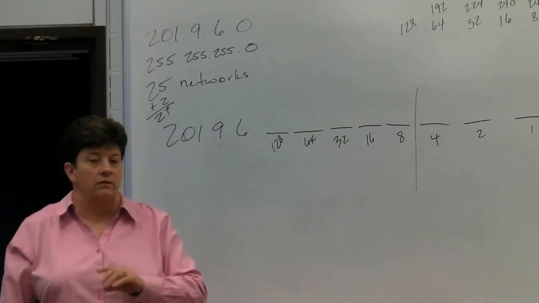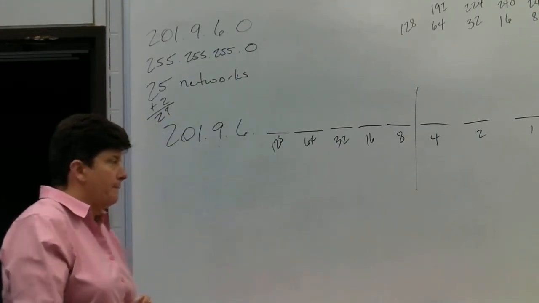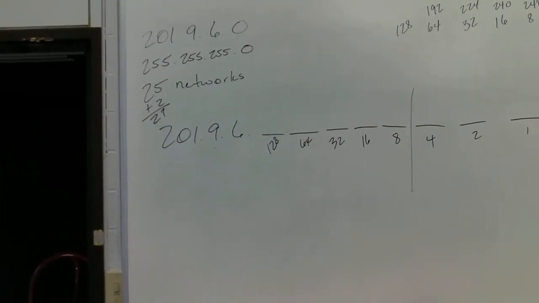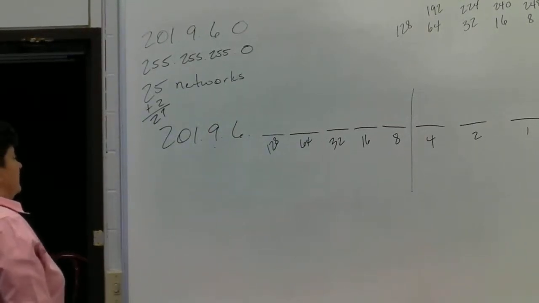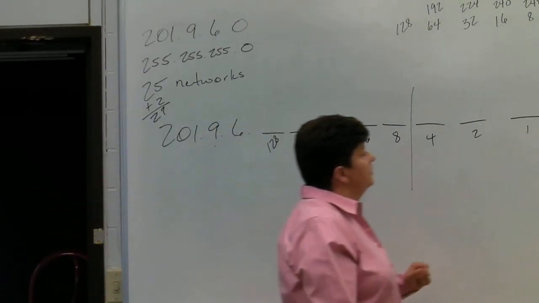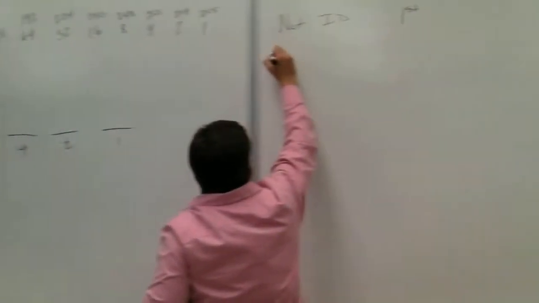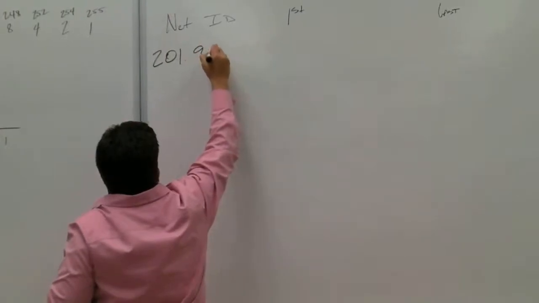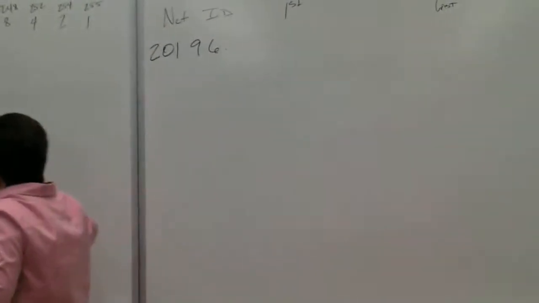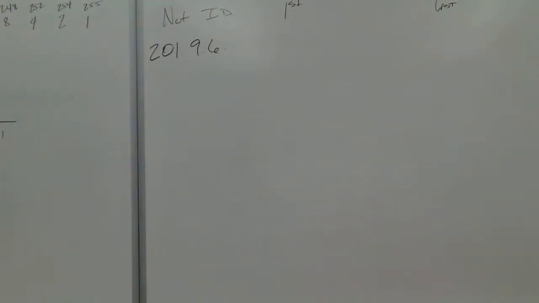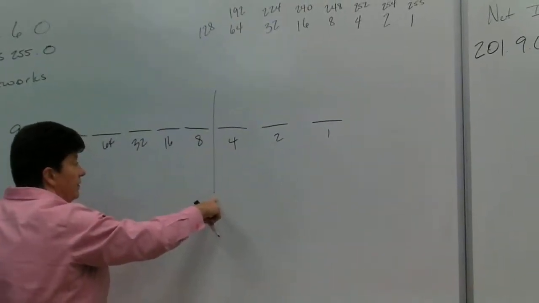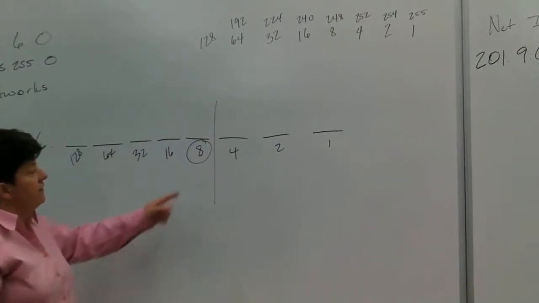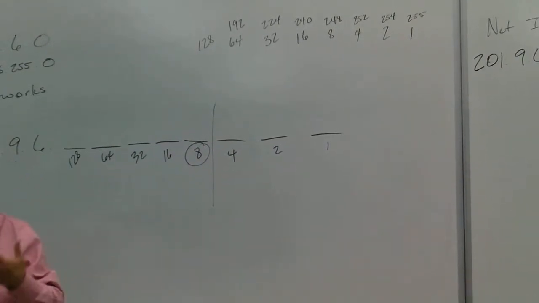What's your first network? 201.9.6. Here's my line. What's my magic number? 8. So everything in my network ID is going to increase by a value of 8.